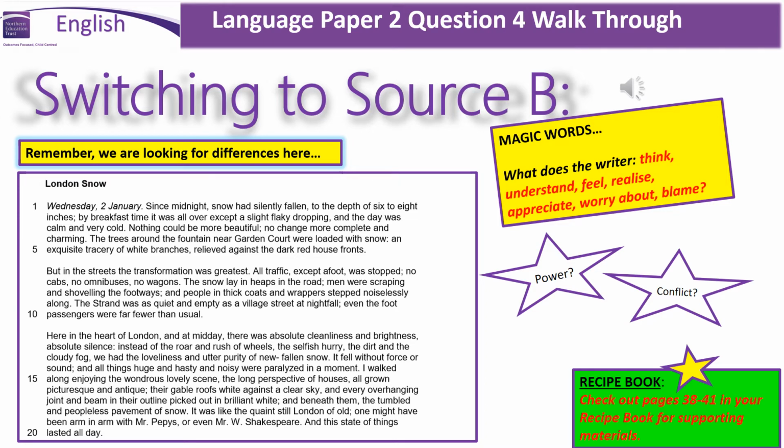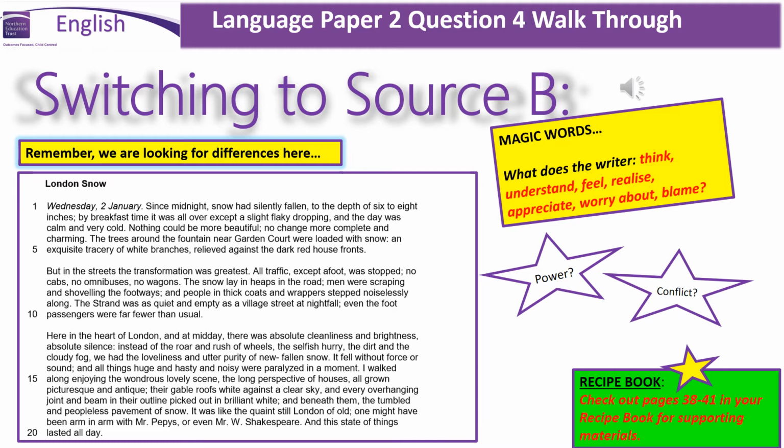So this writer, Arthur Munby, believes that the snow is actually something incredibly positive, and he's not appreciating the power of nature like the writer in source A, but he's appreciating the beauty. No change more complete and charming. The adjective charming shows us that this snowfall has almost whisked him away into another world, and he's enjoying it.